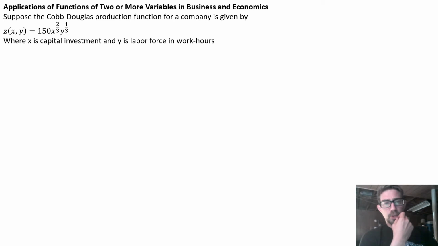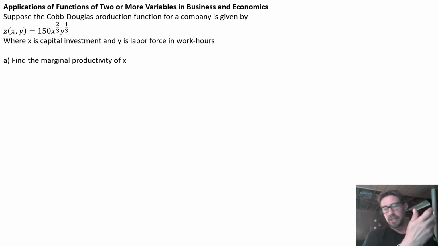Suppose a Cobb-Douglas production function for a company is given by z of x,y equals 150 x to the 2/3 times y to the 1/3. Remember, these kinds of production functions are always of this form. The two exponents add to 1, and x is usually capital investment in however many thousands of dollars, and y is labor force. In this case, it's in work hours, or it could be total people employed. So there is always some constant times x and y to powers that add to 1. So let's pick one of these things apart.